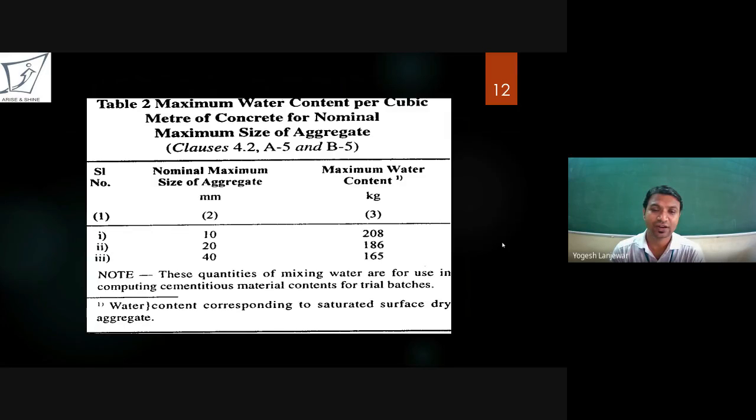Here we have to take care that these quantities of mixing water are for use in computing cementitious material, and these are for trial batches. Okay, so we have to fluctuate or change the water cement ratio.